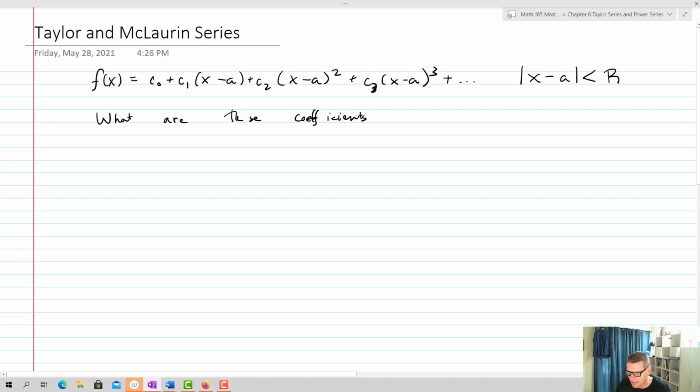So let's first ask ourselves, well, c naught is probably the easiest one to think about, okay? If we plug in a here for x, we'll get f of a, and then that's going to equal c naught plus, and then the second term is going to be zero, third term zero. So all the other terms are going to zero out. So that inevitably means that f of a is going to be c naught. So that'll be our value for c naught.